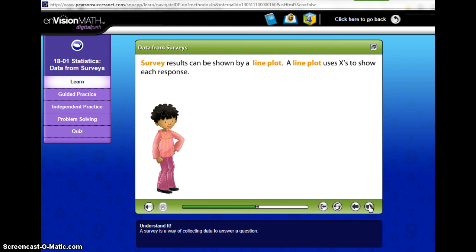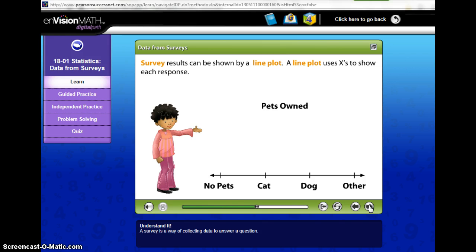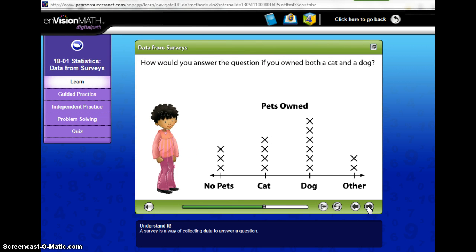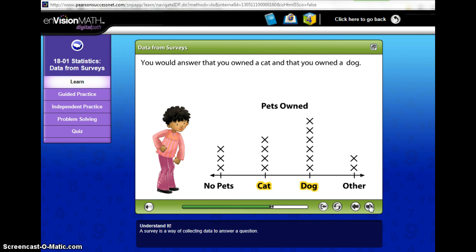Survey results can be shown by a line plot. So we make the line, we list our options, and we put X's to show each response. Just by a quick look, you can tell which has the most and which has the least. How would you answer the question if you owned both a cat and a dog? Well, you would have to put two X's, one by the cat and one by the dog.